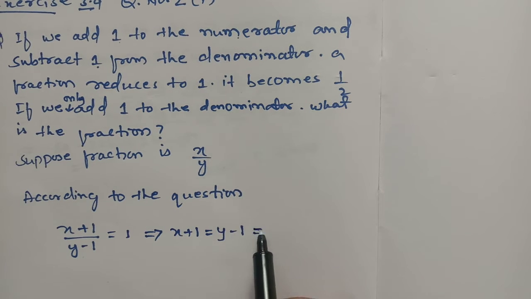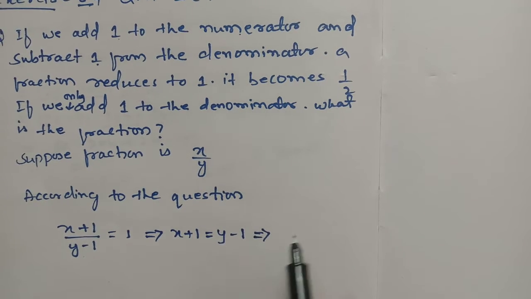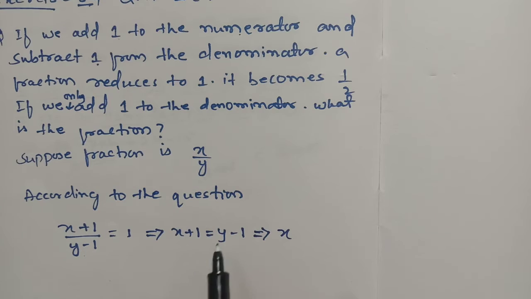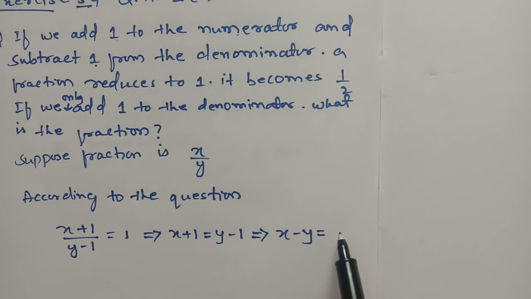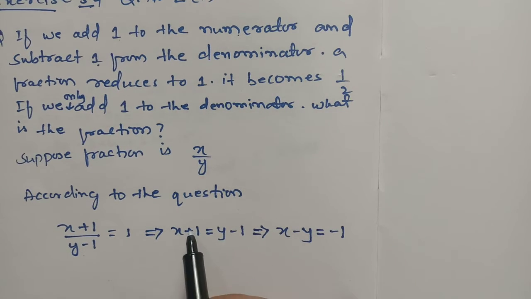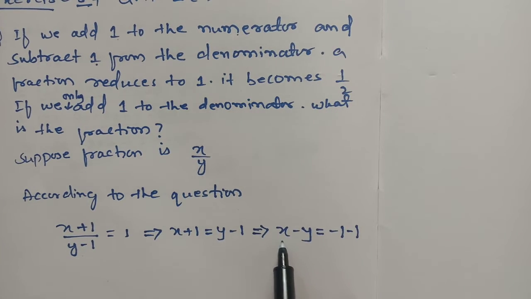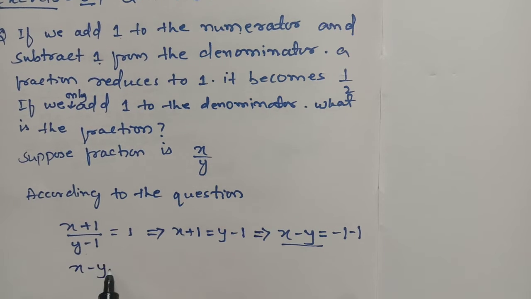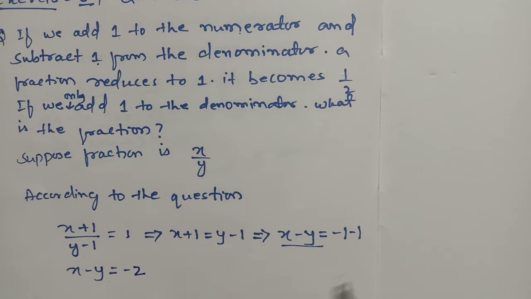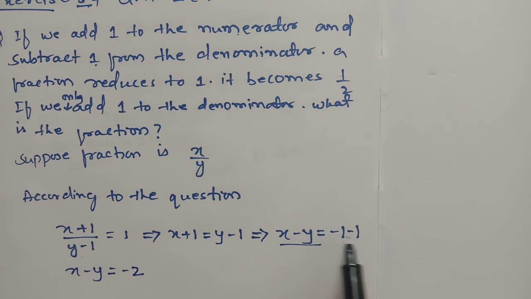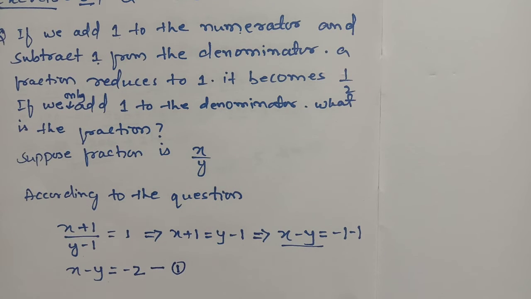Which is equal to, I am keeping x as it is, transfer y to the left hand side, it will be minus y. This minus 1 as it is, transfer this plus 1 to the right hand side, it will be minus 1. So here what is remaining? x minus y is equal to minus 1 and minus 1 will be minus 2. Here same sign we add, the sum of negative integers is negative. This we say equation number 1.